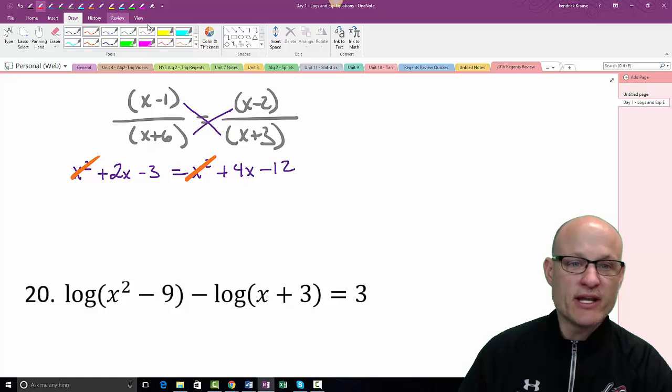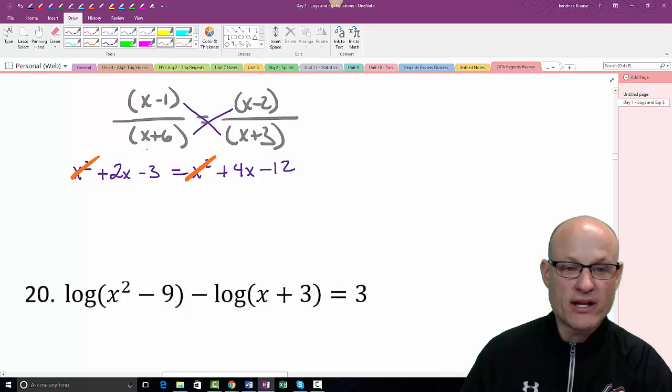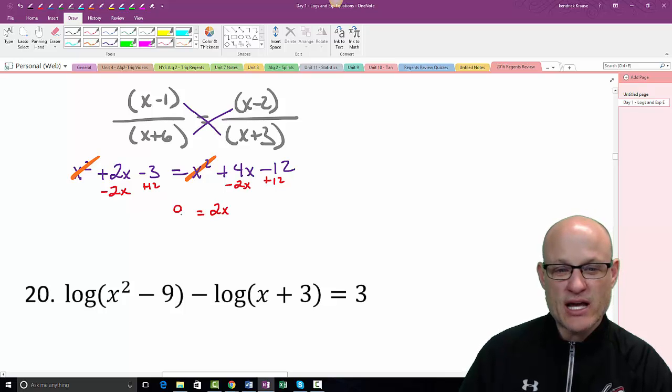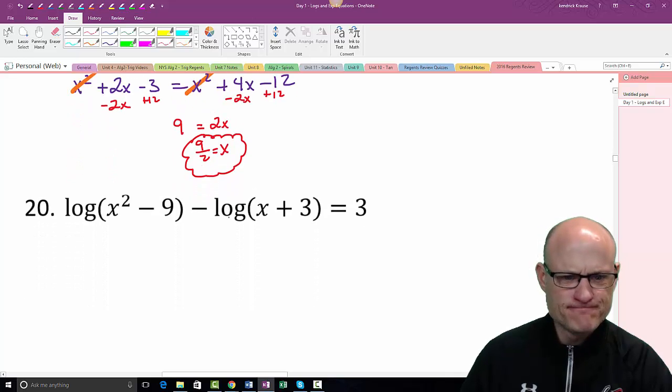And I don't like having a negative x. So I'm going to subtract this 2x. Subtract this 2x. So I get 2x equals, and then I'll add this 12. Add this 12. And I get 2x equals 9, or x equals 9 over 2. There's my answer, kids. Not bad.